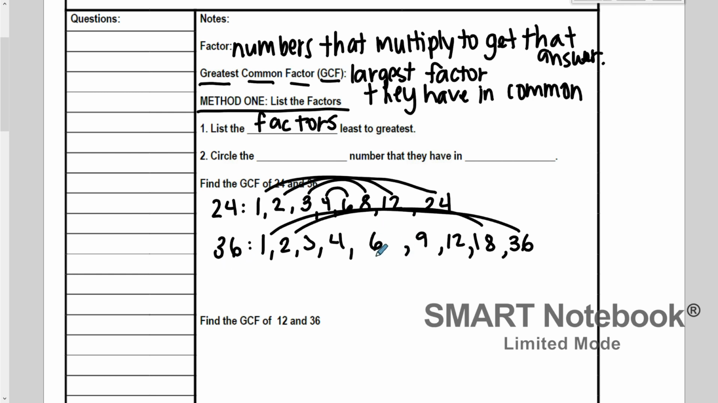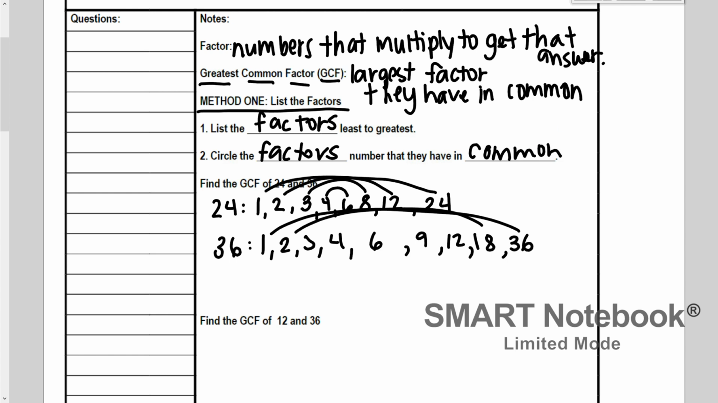So we could list it once or we could list it twice. It doesn't really matter, because 6 times 6 is 36, so 6 is a factor. It doesn't matter if it's there once or twice. All right, so we've got to find our greatest common factor. So the next thing we do is circle the factors that they have in common.